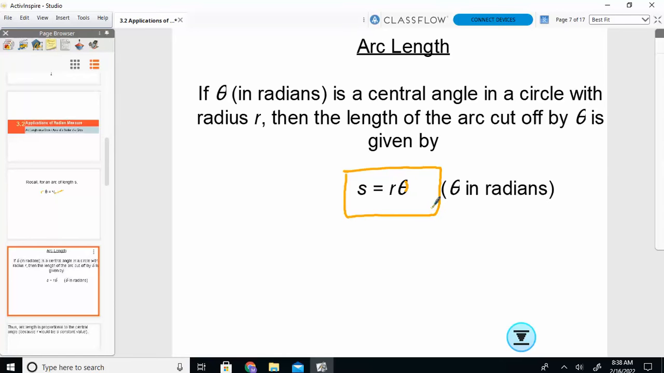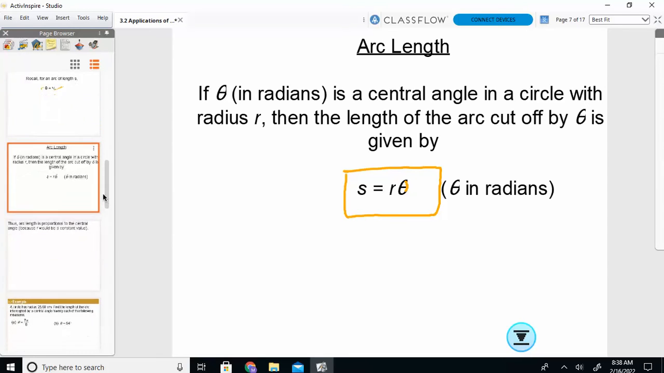So really all this is telling us is your arc length is proportional to your angle. The bigger your angle, the bigger your arc length, which seems reasonable, right? If you're talking about distance on the outside of the circle, as your angle gets bigger, you're intercepting more of that piece of your circle.